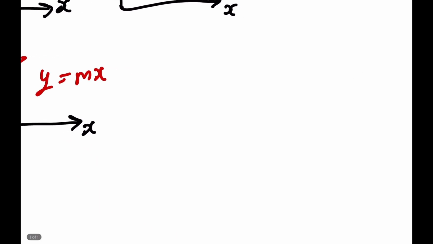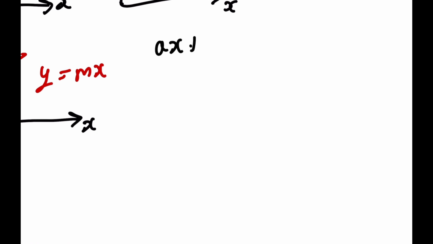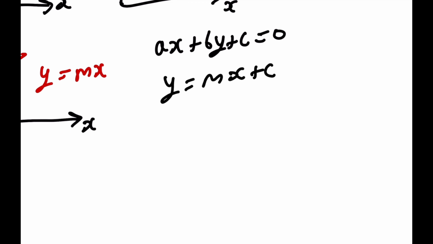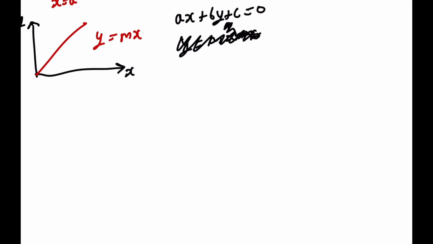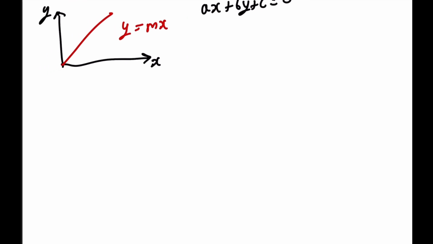And then you can get the equation of a line in the form ax plus by plus c equals 0. It's just rearranging y equals mx plus c into a different form. There are different values of c as well.